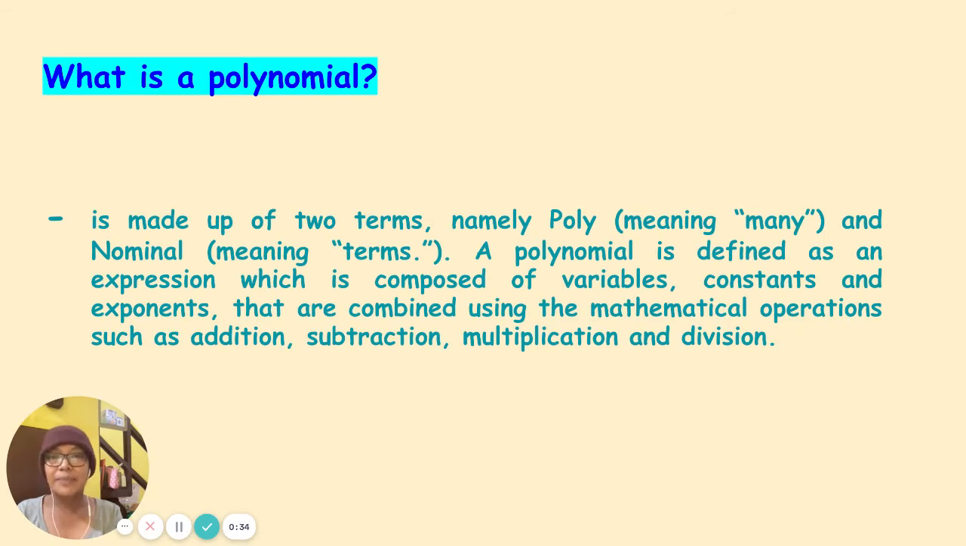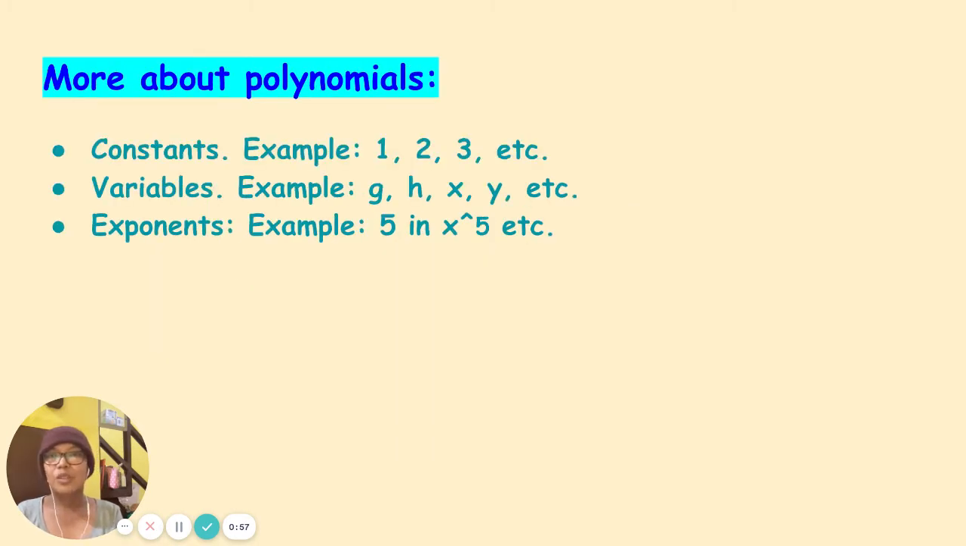A polynomial is made of two terms, namely poly, meaning many, and nominal, meaning terms. So, a polynomial is defined as an expression which is composed of variables, constants, and exponents that are combined using mathematical operations such as addition, subtraction, multiplication, and division. So, what else? So, what are the constants?